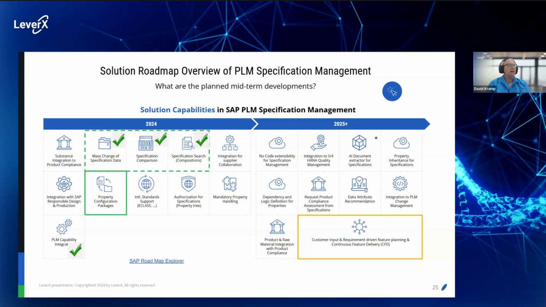2025: no code extensibility for specification management, deeper integration into S/4HANA quality management. AI document extractor for specification. So that's using an AI tool to pull document information and fill out forms from the specification. Property inheritance for specifications. This is where you can have a base specification and have a one-to-many parent-child relationship inheritance capability that will be there. Dependency and logic definitions for properties. So you'd be able to have one property having a logic dependency on another. Additional compliance specification capabilities.